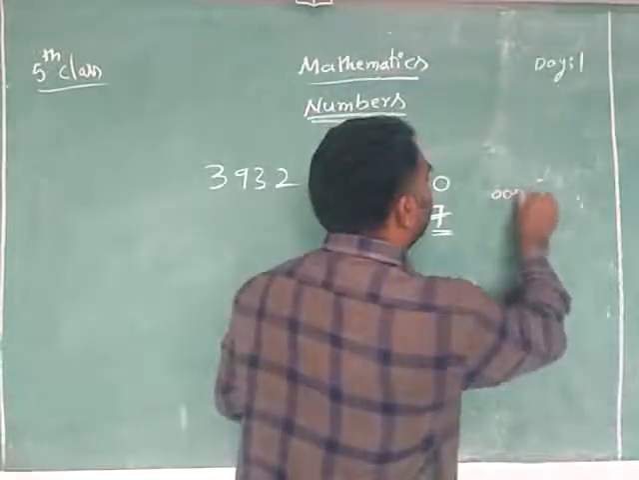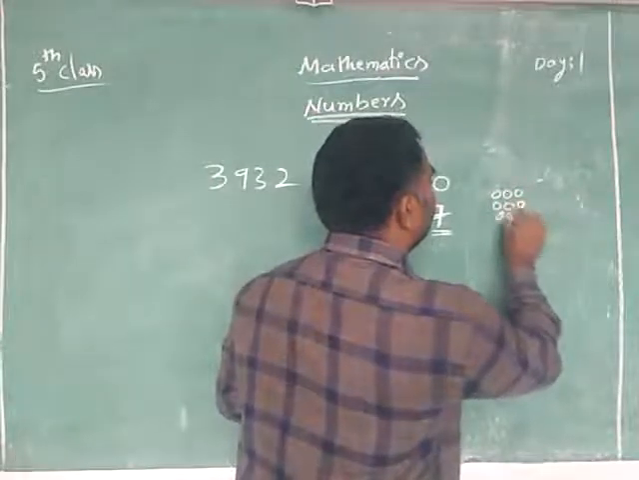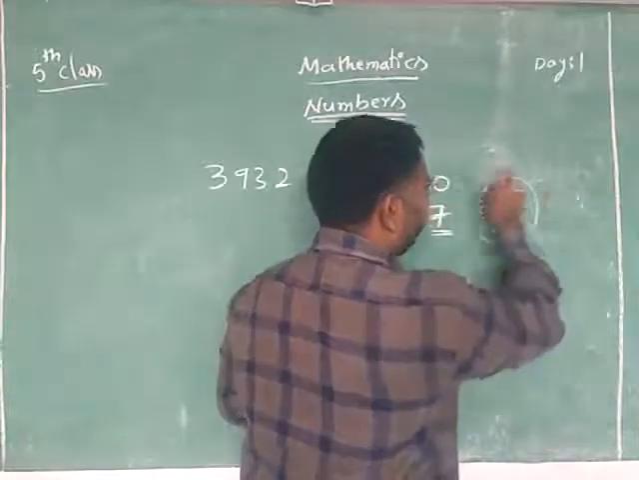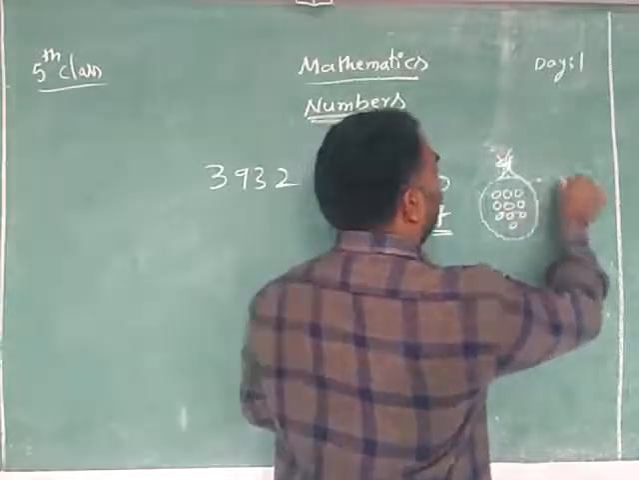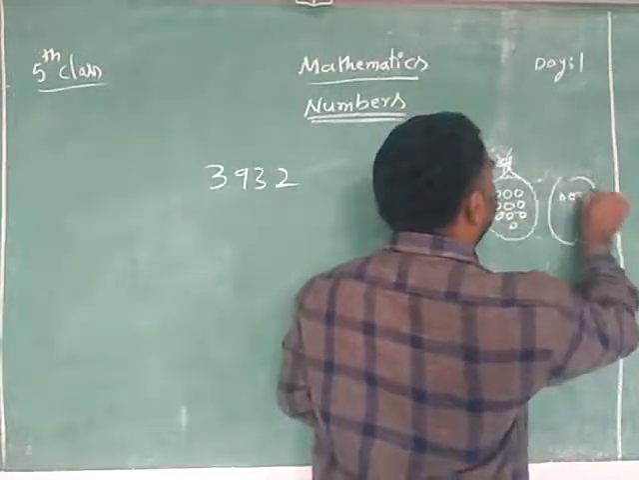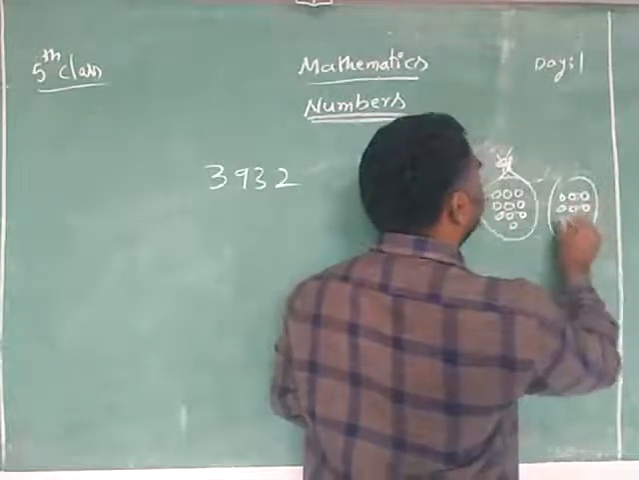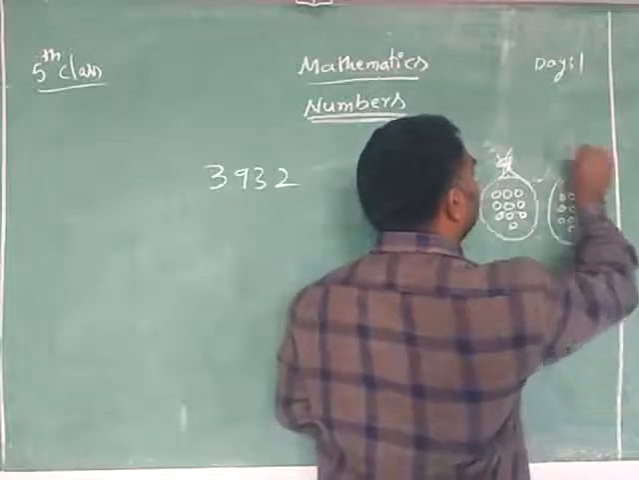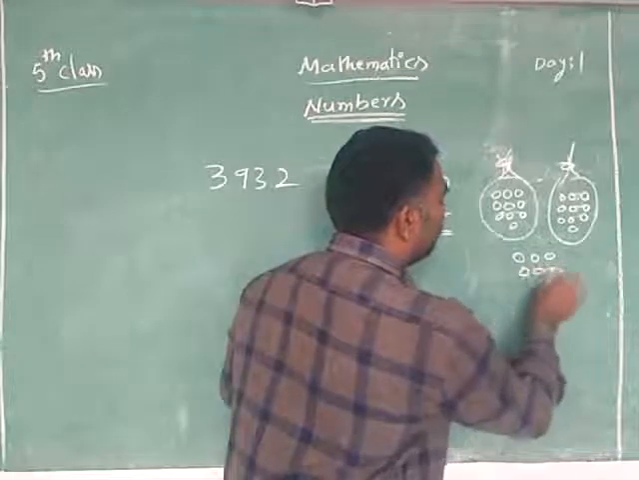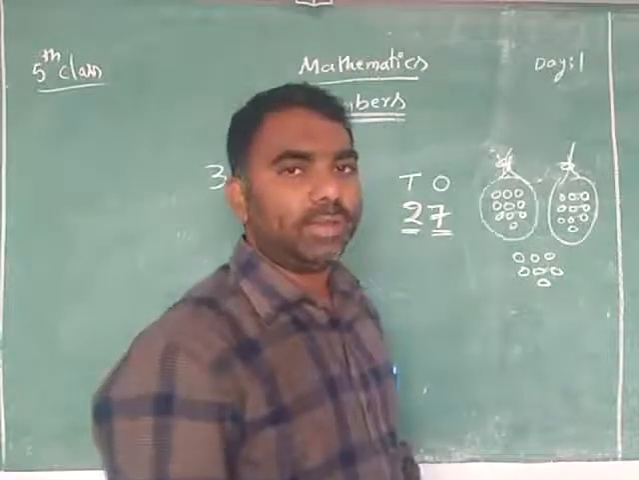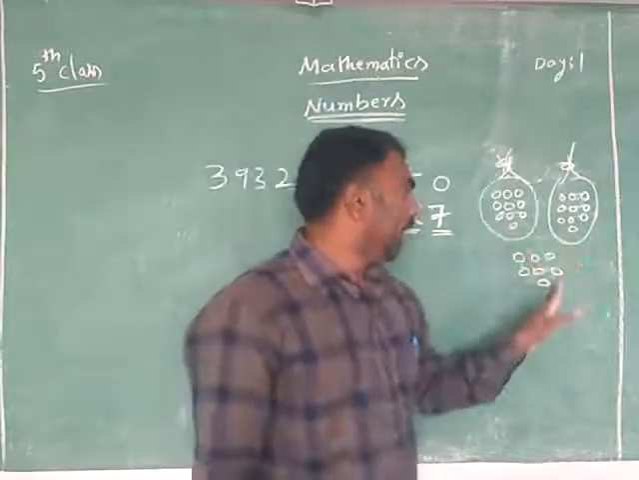So 1, 2, 3, 4, 5, 6, 7, 8, 9, 10, this is one packet. You made one packet. And again 1, 2, 3, 4, 5, 6, 7, 8, 9, 10. This is one more packet. And 1, 2, 3, 4, 5, 6, 7. These are the loose marbles. So 10, 10 and 7.